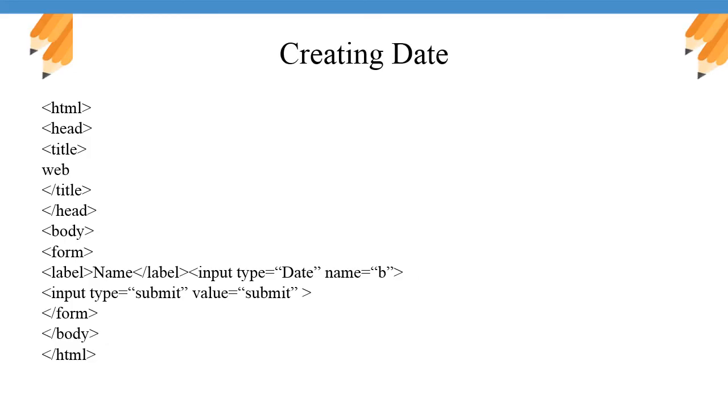Next, I am explaining how to create a date. Dates are created by using input type equal to date. Here input type equal to date, then we are creating the date field. Using this date field, we are selecting the date. The name attribute is also optional, we may mention it or not. So input type equal to date is used to create the date.